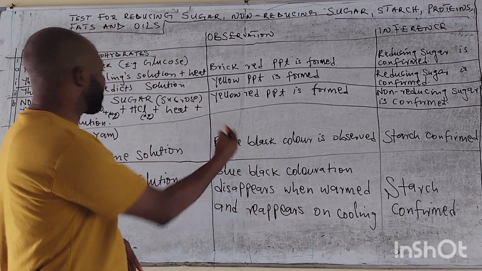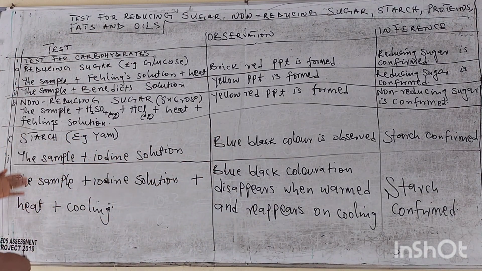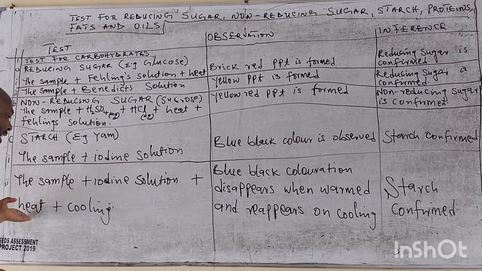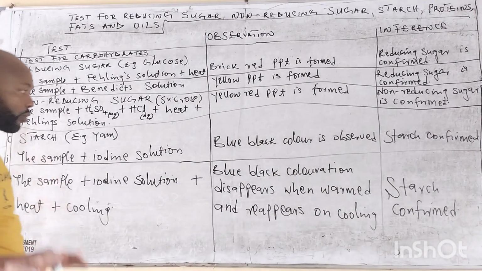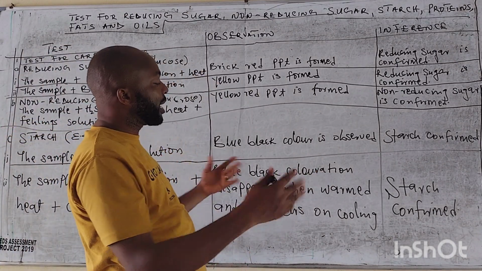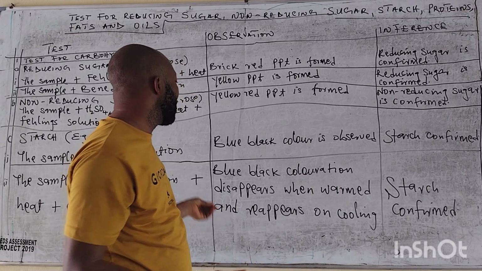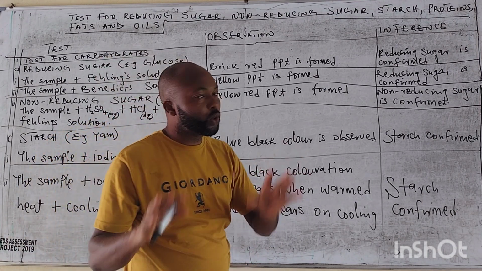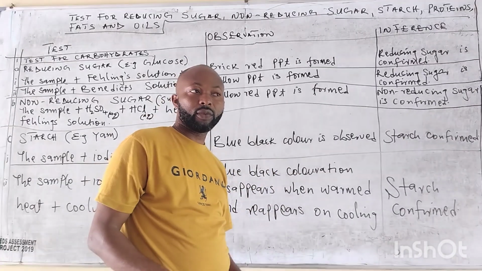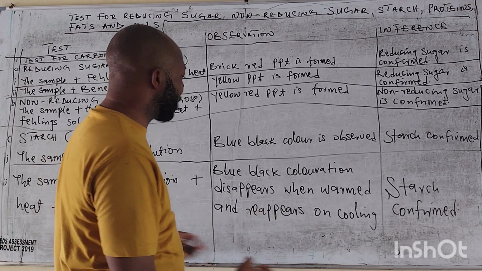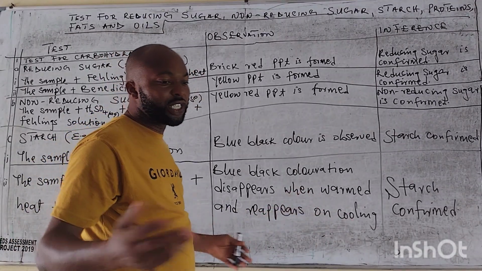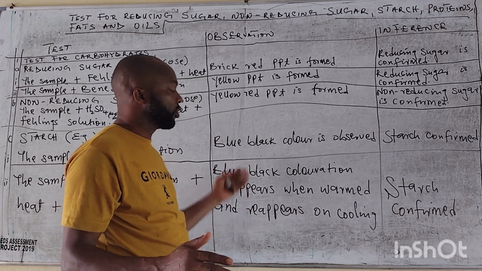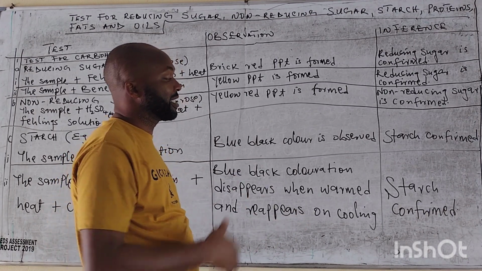The second experiment to confirm that it is starch: we have the same sample, the same yam, plus iodine solution, which would have been blue-black, then plus heat. When it is hot, the blue-black coloration disappears. When we heat it, the blue-black coloration disappears, and when it cools down, it reappears on cooling. So yam gives us a blue-black coloration with iodine solution. Then we heat it, the blue-black color disappears. We allow it to cool down, the blue-black coloration reappears. That is the confirmation that it is starch.